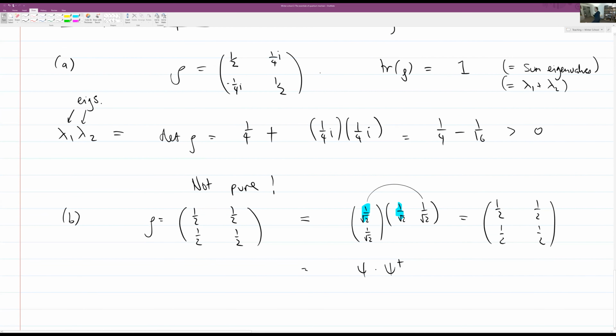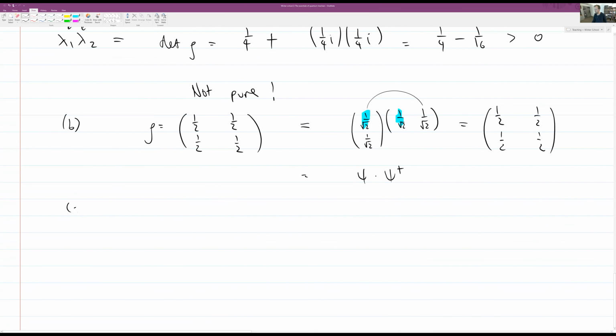Now it's also time for another observation. We're going to need a lot. Suppose we have a pure state, and pure states feature a lot in quantum computation. Can any vector give us a pure state? And the answer turns out to be no.